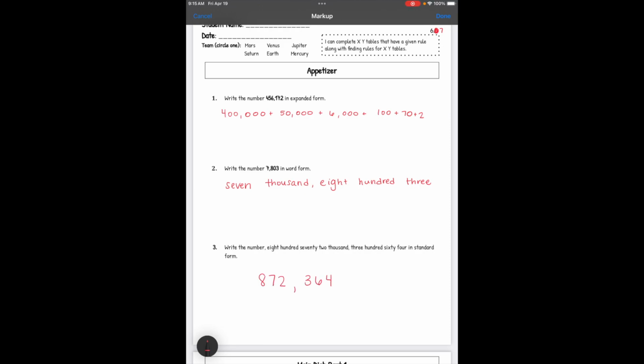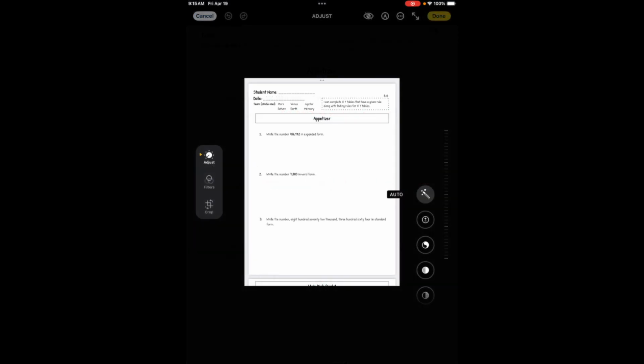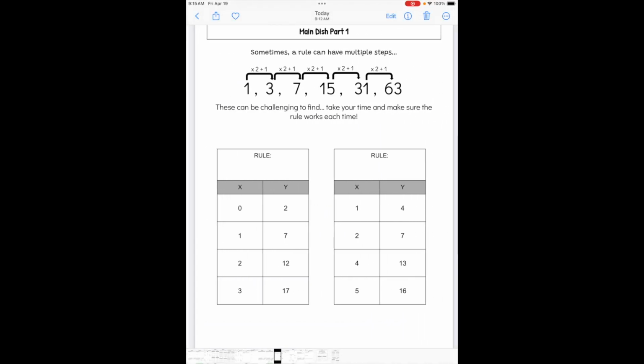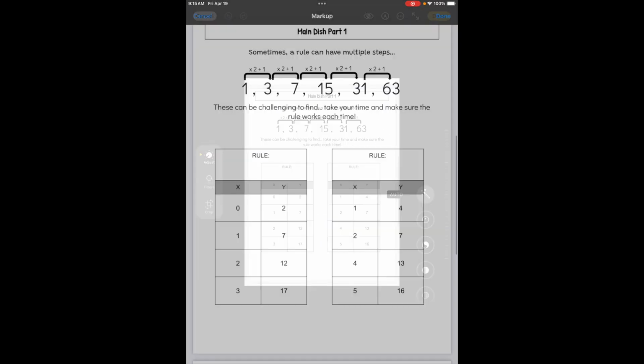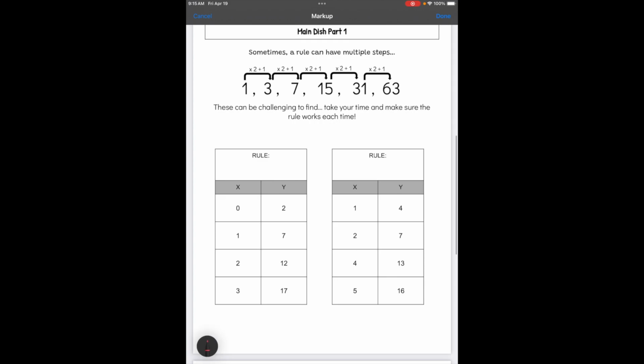All right, let's go ahead and move on to main dish part 1. This is actually a bonus challenge lesson, so I'm going into some 5th, 6th, and even 7th grade math skills within this. Just a heads up that sometimes a rule isn't just as simple as times 5 or minus 2 or plus 4. Sometimes there's actually multiple steps within the same rule.